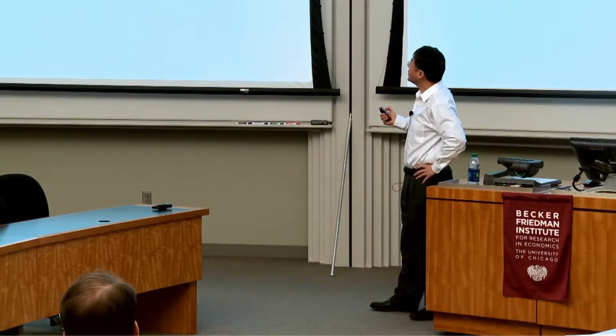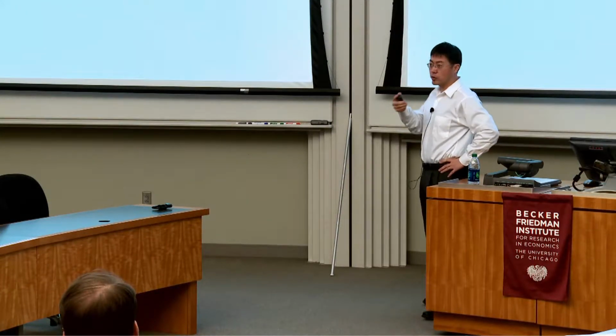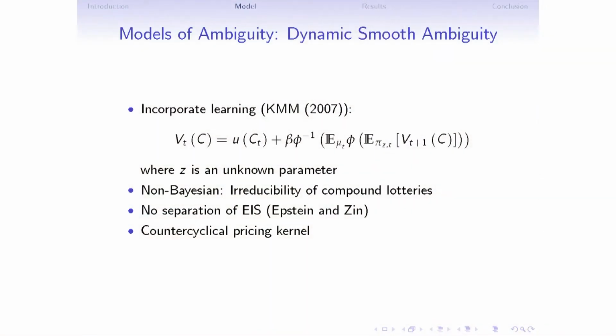Okay. All right, and this is a dynamic model also proposed by KMM. This is the current utility, and this is the continuation utility. You just embed the static model in the dynamic model. And there's learning here. Suppose Z is a hidden state, an unknown parameter, for example. And this is the conditional likelihood, and mu t is the posterior, okay? And you have a concave function between these two expectation operators, okay? So this is non-Bayesian, this is irreducibility of compound lotteries, okay?